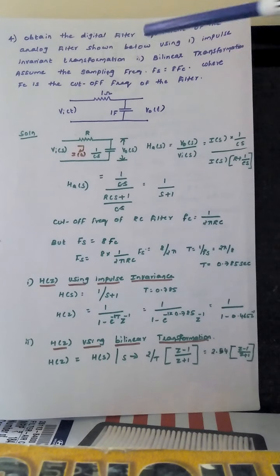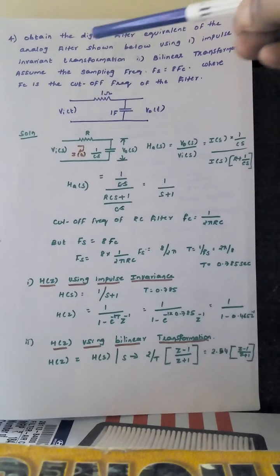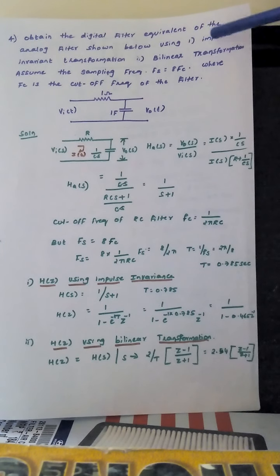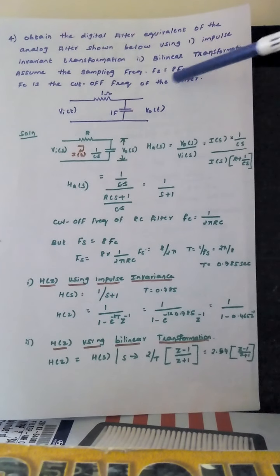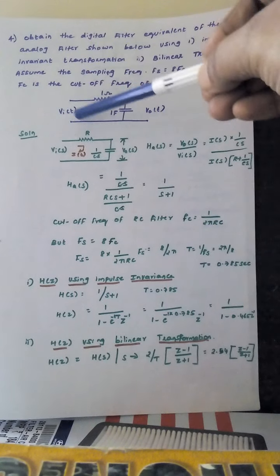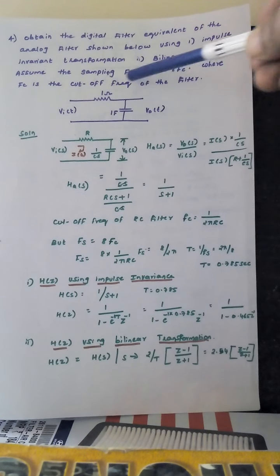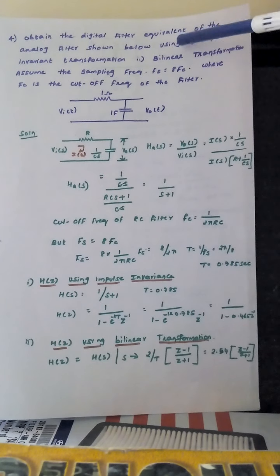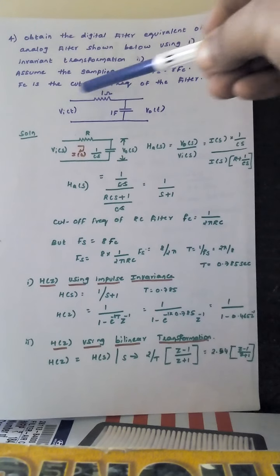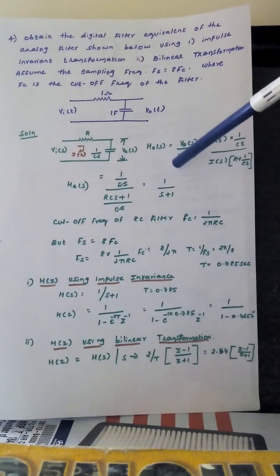Fourth one, obtain the digital filter equivalent of the analog filter as shown below using impulse invariant transformation and bilinear transformation. Assume the sampling frequency fs equal to 8 into fc, where fc is the cutoff frequency of the filter, and they have given the structure, that is an RC filter, here. So here they didn't give what your H of S is, but using this structure we have to find out what your H of S is.